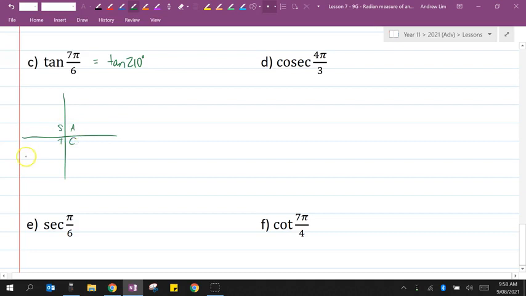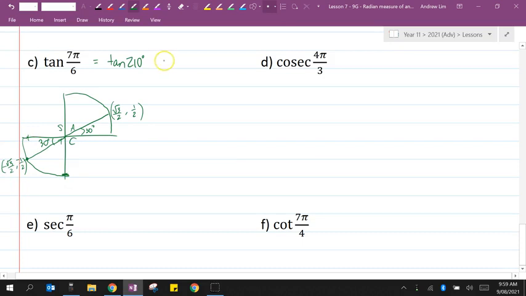210 lies around here, where the reference angle has to be 210 minus 180, which is 30 degrees. So 30 degrees here. I know that this is going to be root 3 on 2, comma half. So that means over here, this is also going to be root 3 on 2, comma half, except they're both negative. Okay, x and y values will be both negative.